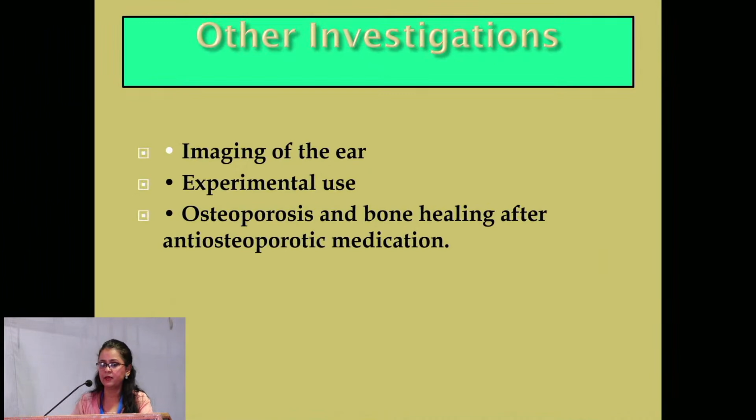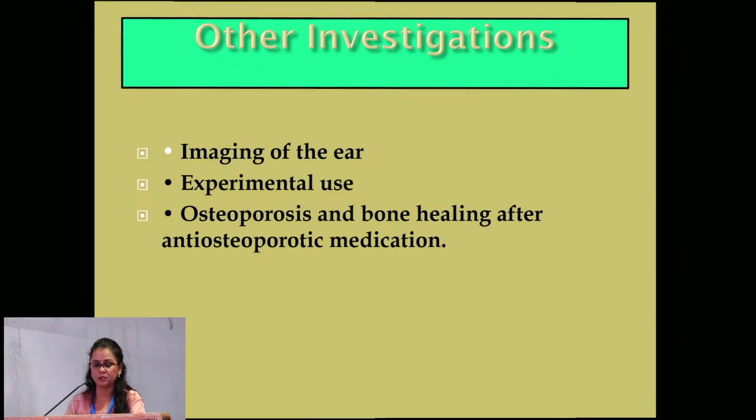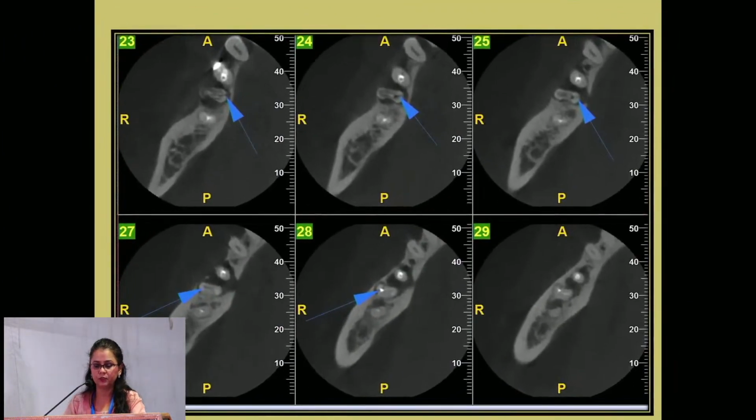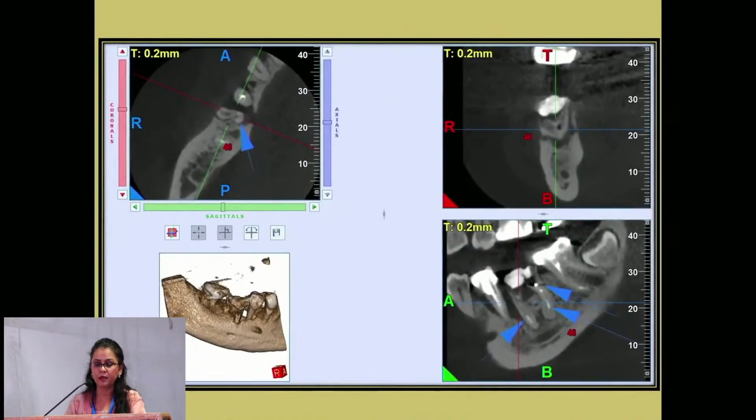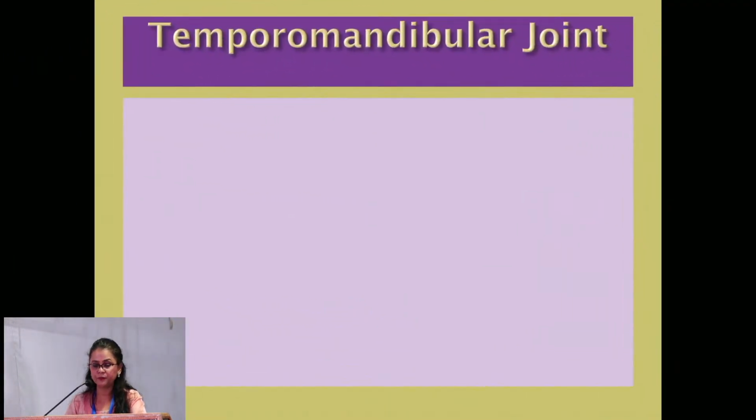Other investigations can also be done on CBCT. There are various modes available on CBCT for investigation of the ear and, experimentally, for osteoporosis. As far as ENT is concerned, I do get cases of ENT, but as a maxillofacial radiologist, I am not trained to report ENT cases. This is also a missed canal and an endoperio lesion because of that.